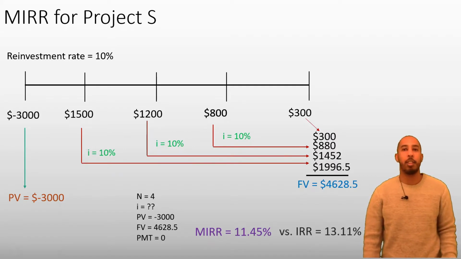Now compare that to the 13.11% IRR we computed before. Why is this modified rate smaller than regular IRR? It's because of the reinvestment rate assumption. With regular IRR, we assume that we would get a higher return when we reinvest. And that assumption can artificially inflate the project's rate of return, and it's going to cause us to make poor decisions. By specifying a more reasonable rate, we may be able to get a better picture of the project's actual performance.